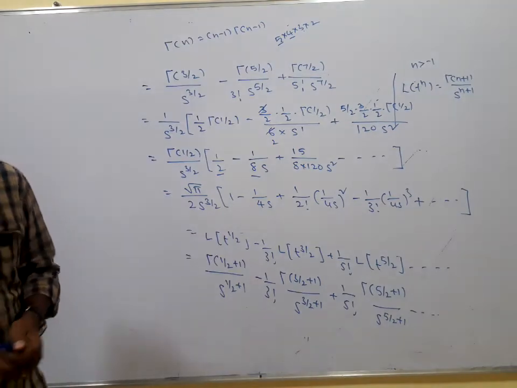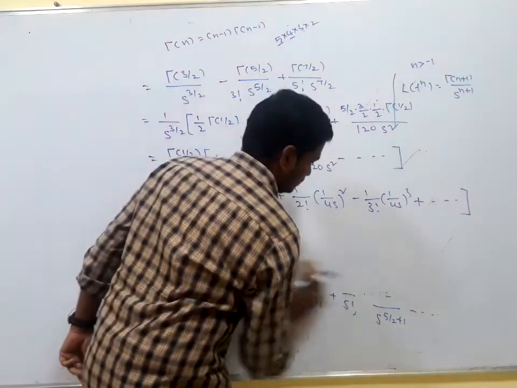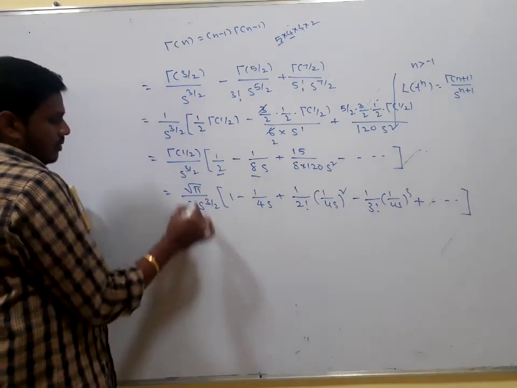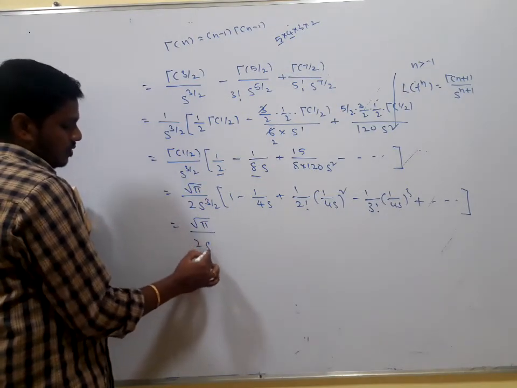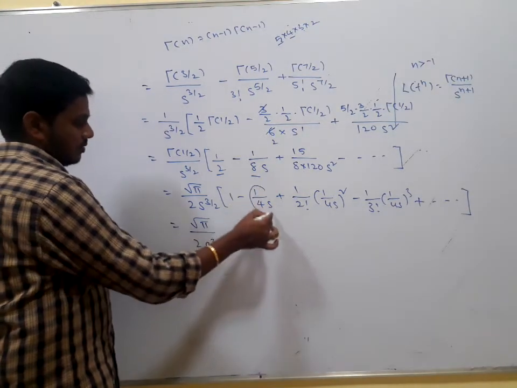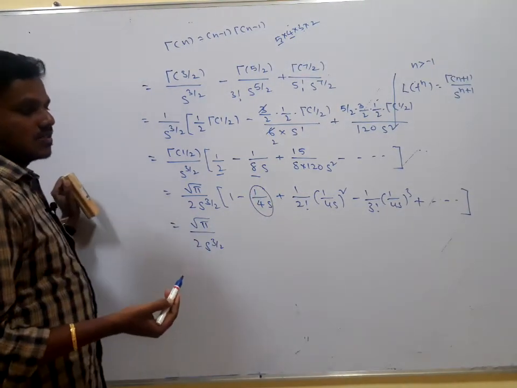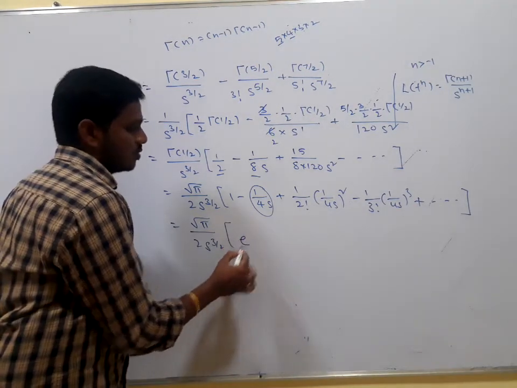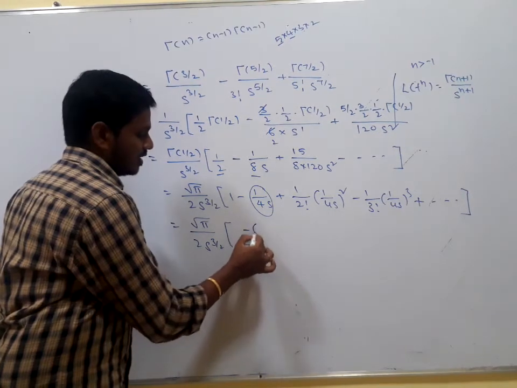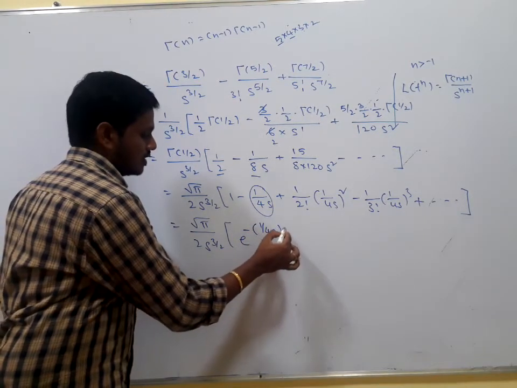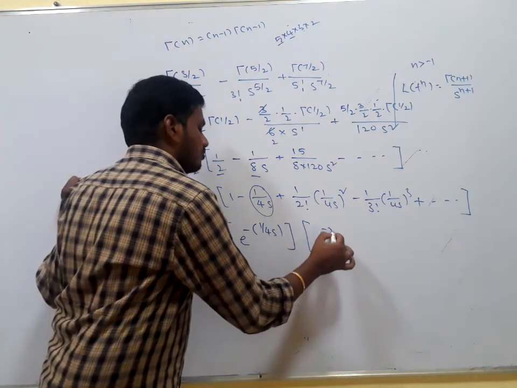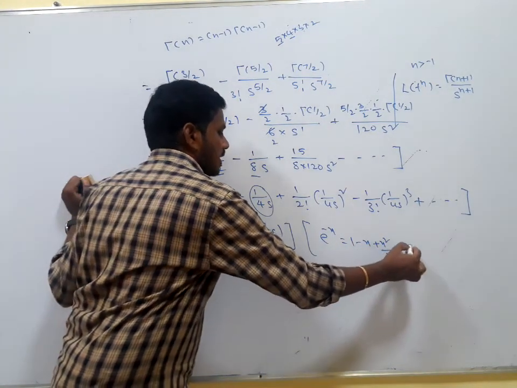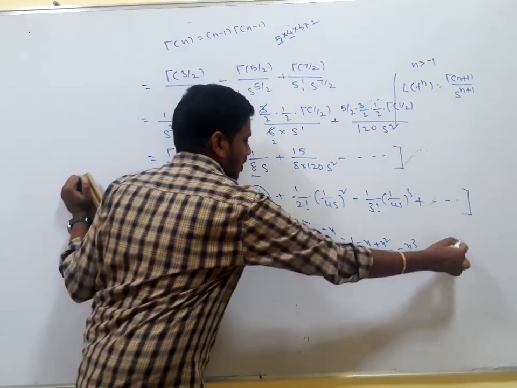So this can be written as gamma 1 by 2 is equals to root pi by 2s to the power of 3 by 2. It is 1 minus, it is a term 1 minus x plus x square by 2 factorial minus x cube by 3 factorial. This is the expansion of e to the power of minus x. In place of x, what is there? 1 by 4s, right? You know that e to the power of minus x is equals to 1 minus x plus x square by 2 factorial minus x cube divided by 3 factorial, and so on.